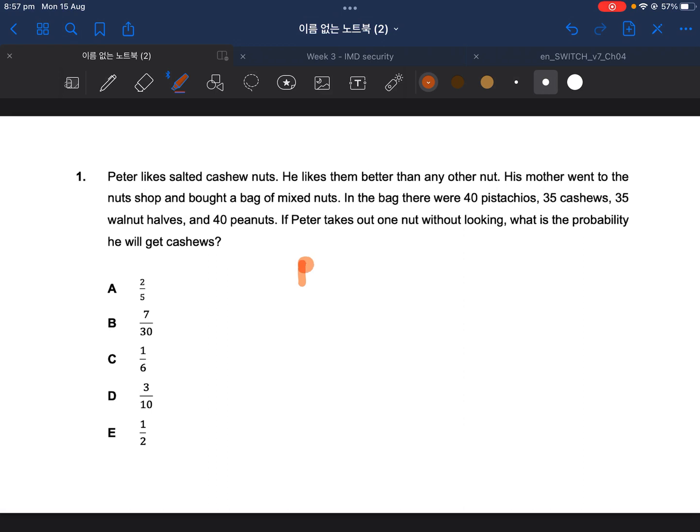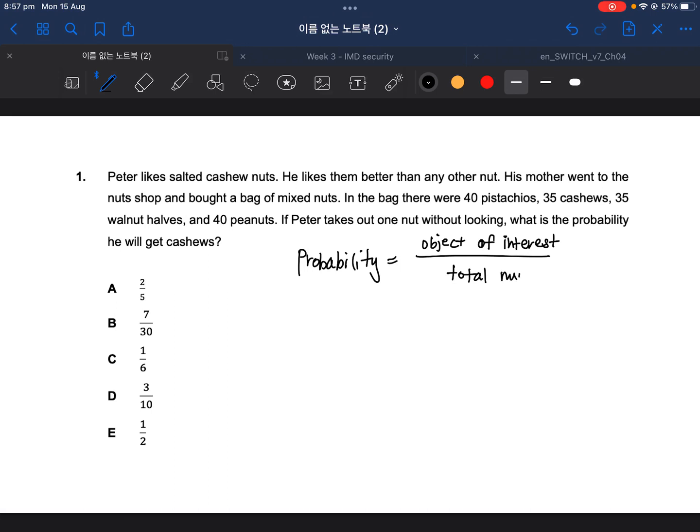So, our probability comes down to this. It's going to be equal to the object of interest over the total number of objects. Now, the object of interest here is actually the number of cashews, which is 35, as it says in the question. And over the total number of objects, that would be 40 pistachios plus 35 plus the 35 walnut halves plus the 40 peanuts. Our probability is equal to 35 over 150 if you add that all up.